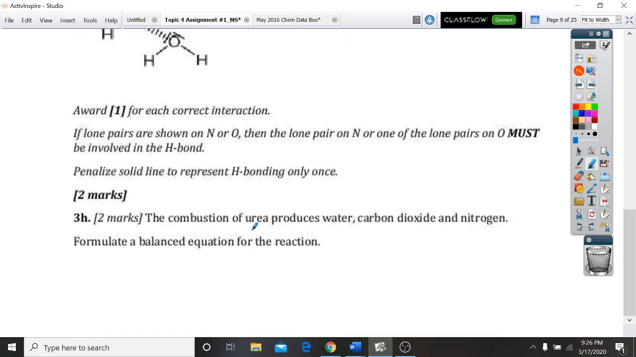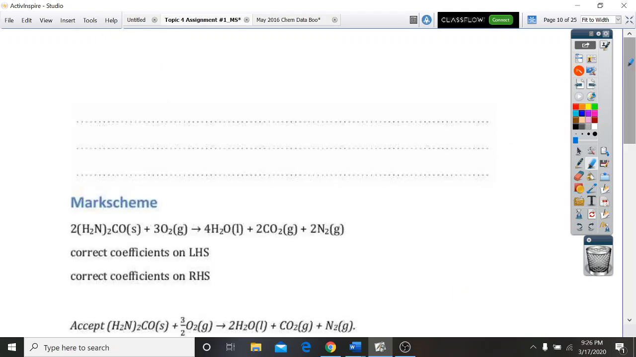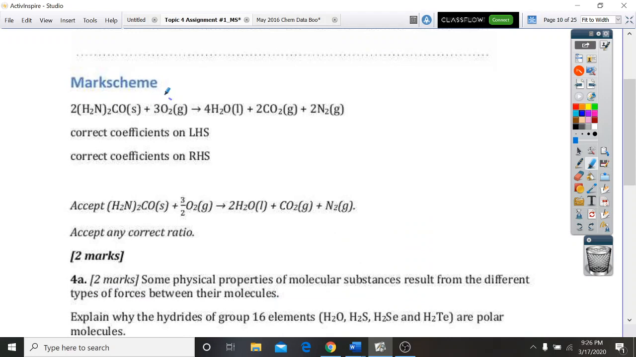All right, the combustion of urea produces water and carbon dioxide. That's usually what combustion produces for us. But they also pointed out that this particular one will produce nitrogen. What is always part of your combustion reaction? Oxygen is always the reactant. If you do not have oxygen, you cannot have fire. Combustion, explosion, fire, you need oxygen, always. So this is just a matter of you putting together the correct reactants and products and then balancing it correctly.